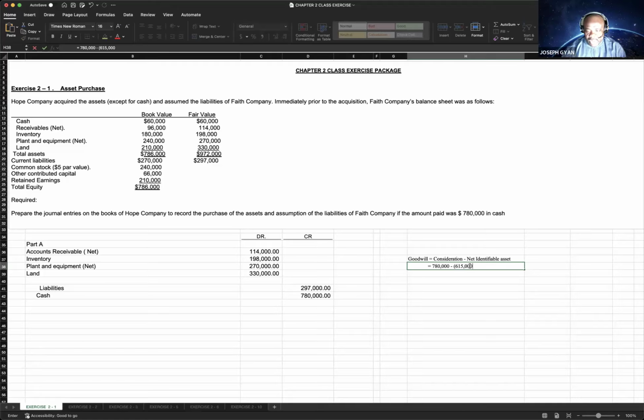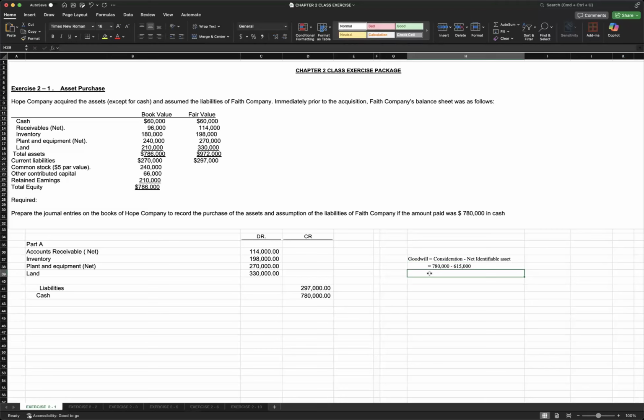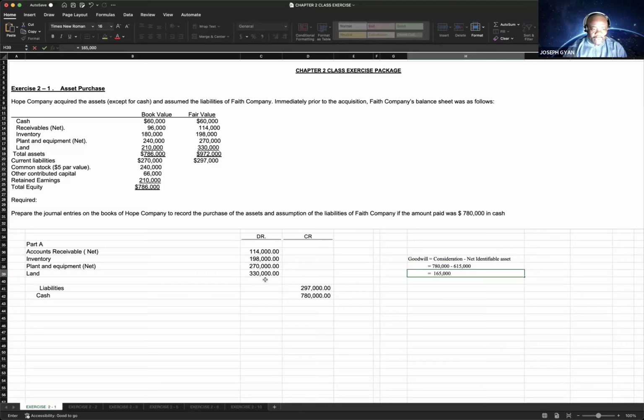615,000. So how much is the goodwill then? How much extra money? 165,000. Do you all agree before I continue? So the goodwill is 165,000. So this is the goodwill here.